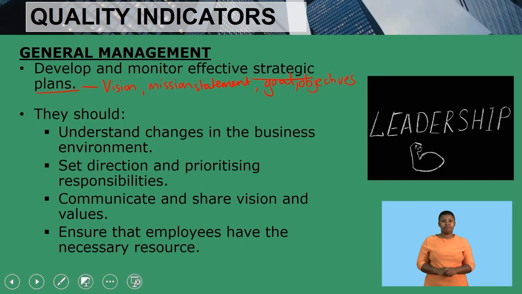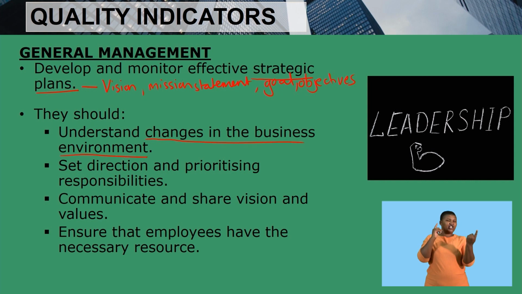So we know they are performing quality work when they've developed a relevant strategic plan and they are monitoring this plan and seeing how we are achieving our goals from a day-to-day business. So what does this mean? They should understand any changes that the business environments have. Remember, we have to monitor the micro, market, and the macro environments continuously because any changes in these environments can have a big effect on our business. So it is general management's responsibility to always monitor these changes and understand how it will affect the business.